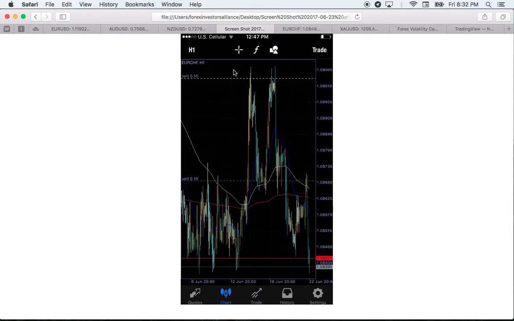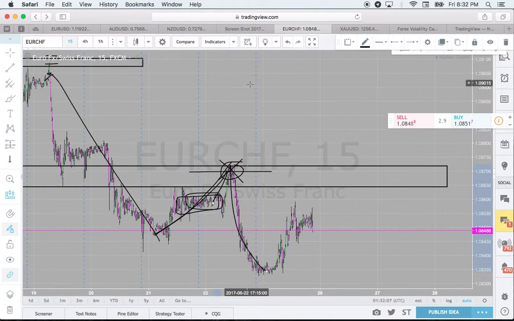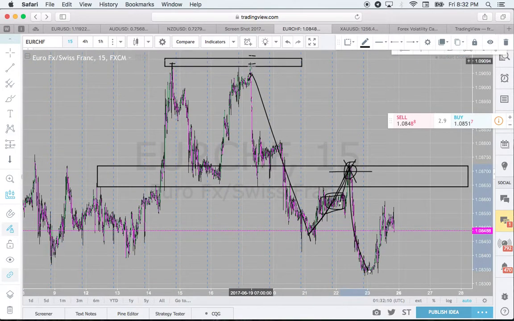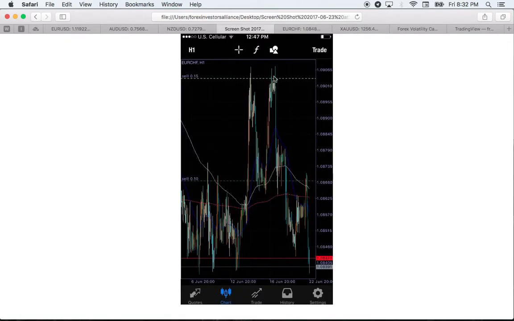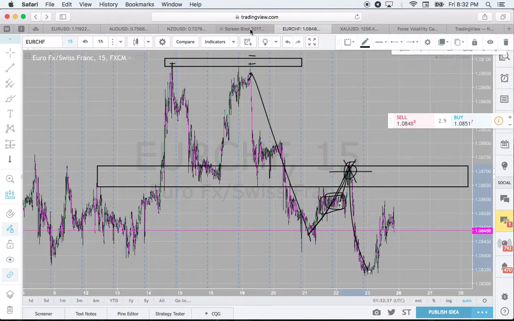Here's Euro CHF. You can see the 1 hour chart. Like I said, we sold at the tip here and also right here. You can see that right there and right there. Gold on the 1 hour chart. You can see, wasn't joking about that either. Stop loss and profit, 130 plus pips. Riding out right now.